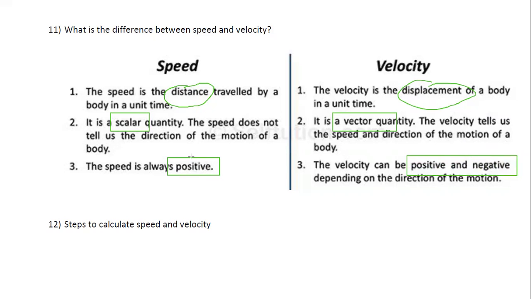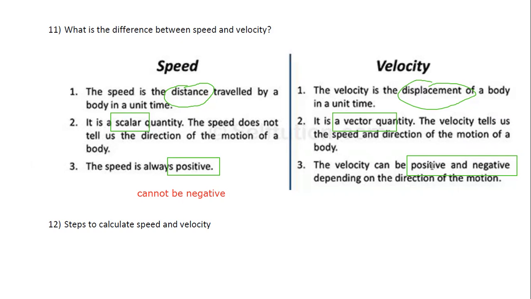Speed cannot be negative. Velocity can be both positive and negative. Okay, so these are the three differences between speed and velocity.